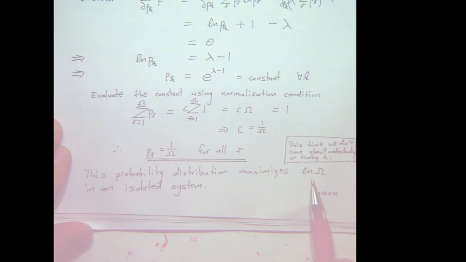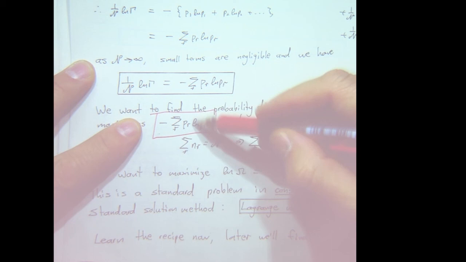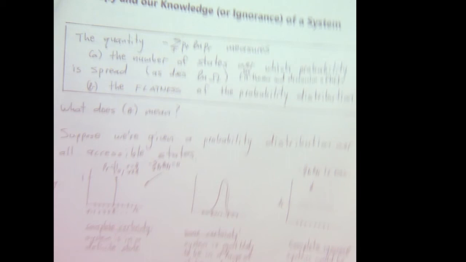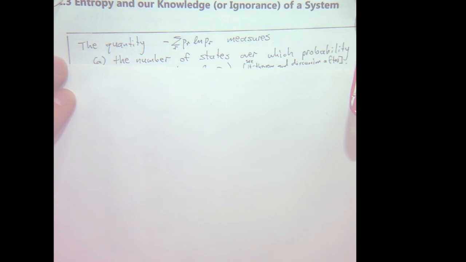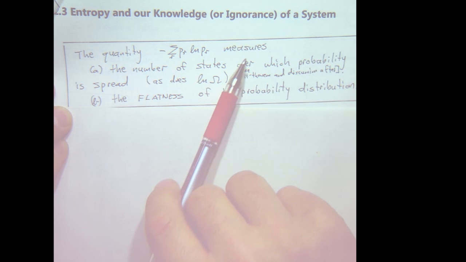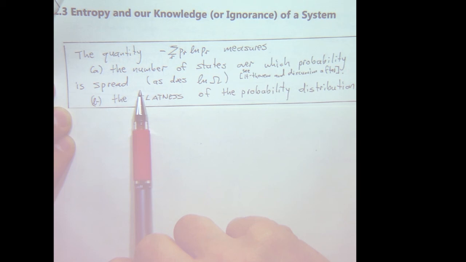We can also talk about log of omega, and we can talk about the average of ln pr, minus the average of ln pr. So that's another viewpoint. Next one is entropy and our knowledge or ignorance of a system. So the quantity minus the sum over r of pr ln pr measures the number of states over which probability is spread. And in fact, so does log of omega.